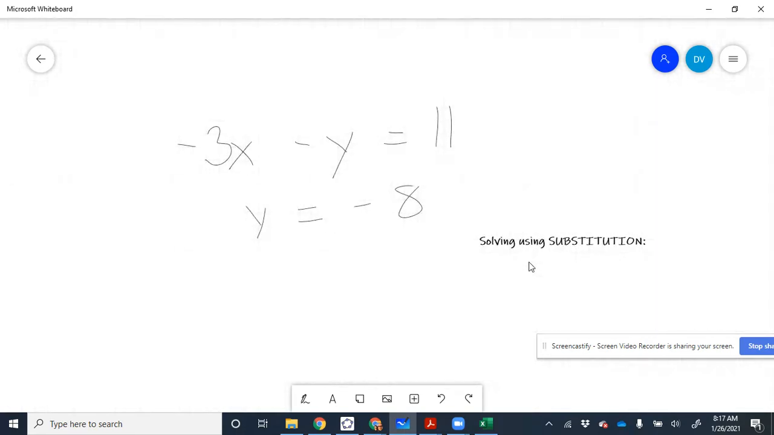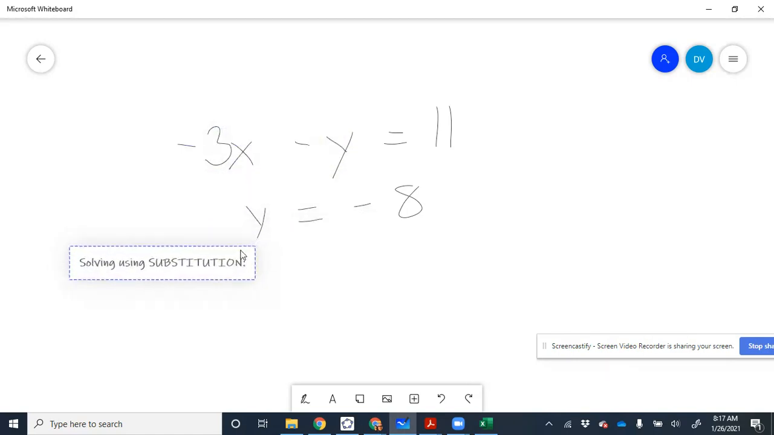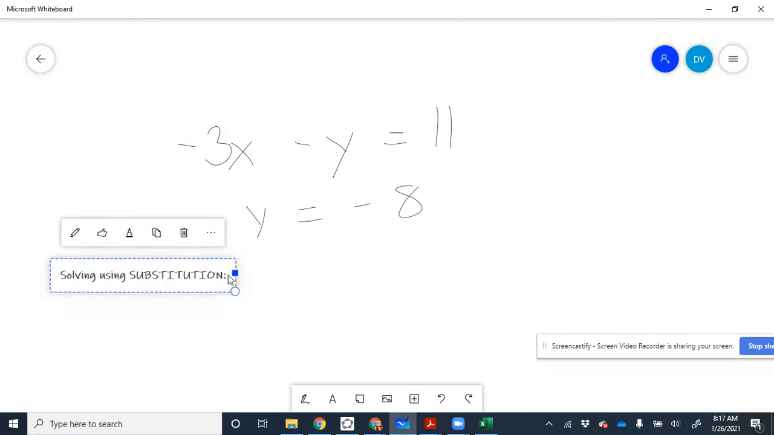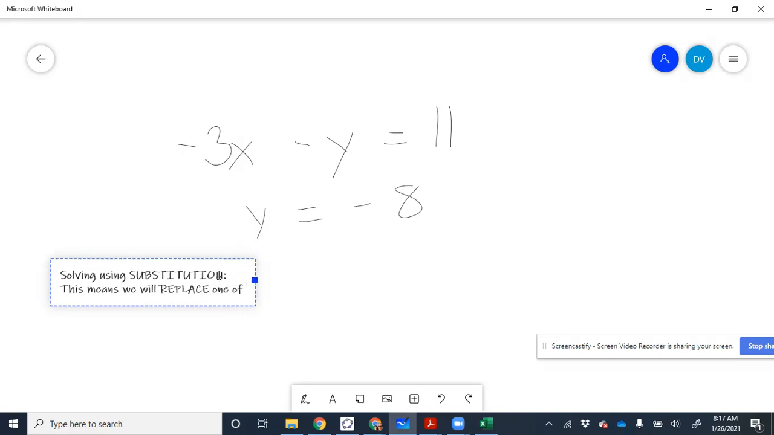I'm going to write that down so everybody remembers it. Okay. What this means is that we're going to, here's the key word, replace. Every time that we do one of these, I want you to tell me that word. We're going to replace one of our variables.